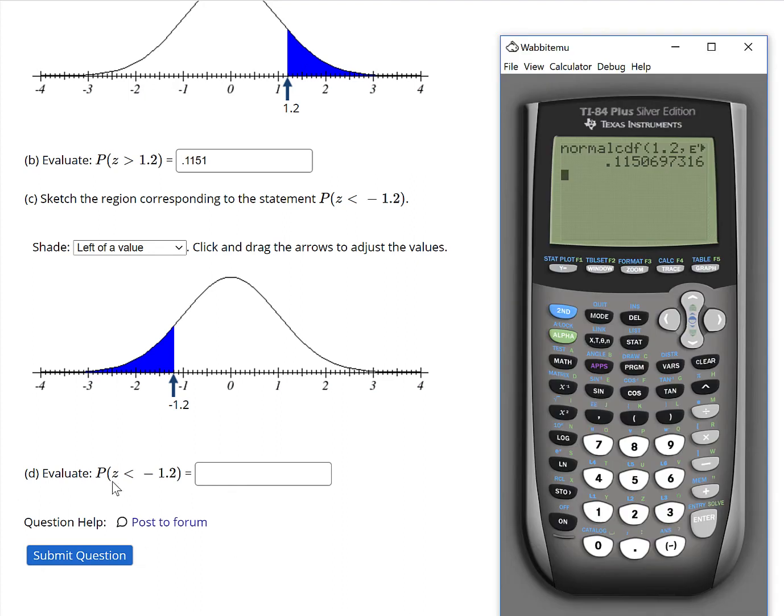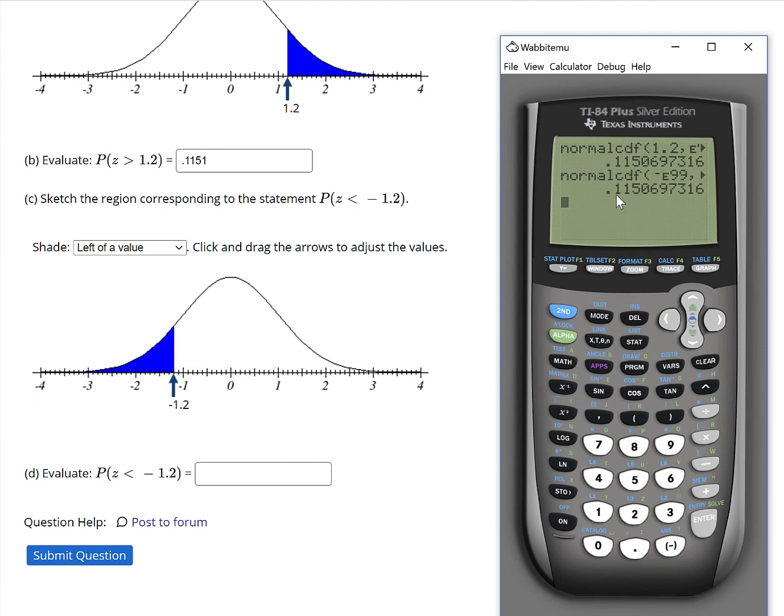Now to evaluate this area, I need to use normal CDF again. So second, distributions, normal CDF. But now for my shaded region, the lower bound is negative infinity. It looks like negative 4, but it doesn't stop there. It goes on to infinity. So we'll hit negative E99, or you could put negative 10,000, negative 10. It doesn't really matter, as long as it's at least 10 standard deviations from your mean. And negative 1.2 is the upper bound.